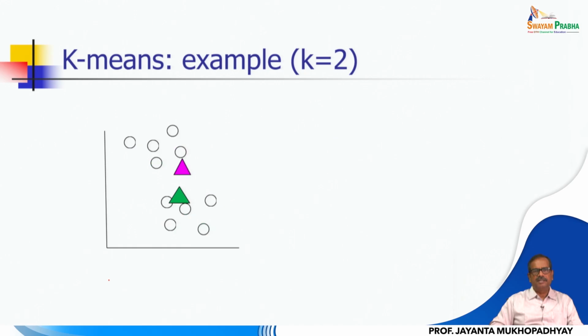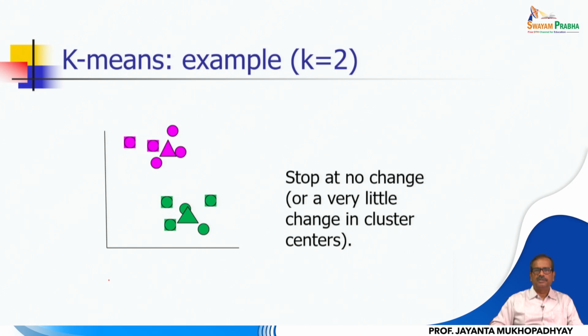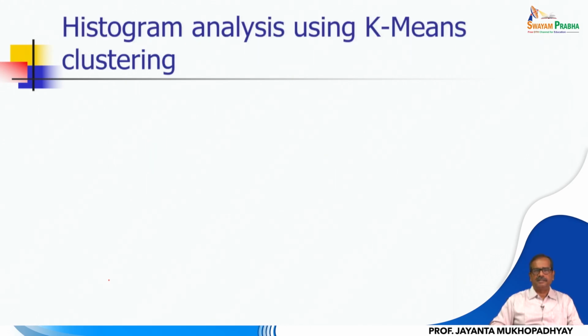Once you continue this process through a few iterations, you will find that these centers are coming within the partitions themselves, and no more change is observed. So this is how we get the result. Now this is the principle of the k-means clustering algorithm.